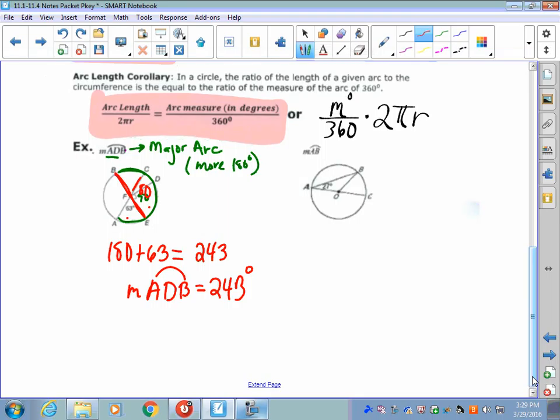Okay, so here's my challenge to you. If the green arc is 243, what would be the minor arc? How could you find the minor arc? 360 minus 243 would equal the arc BA.